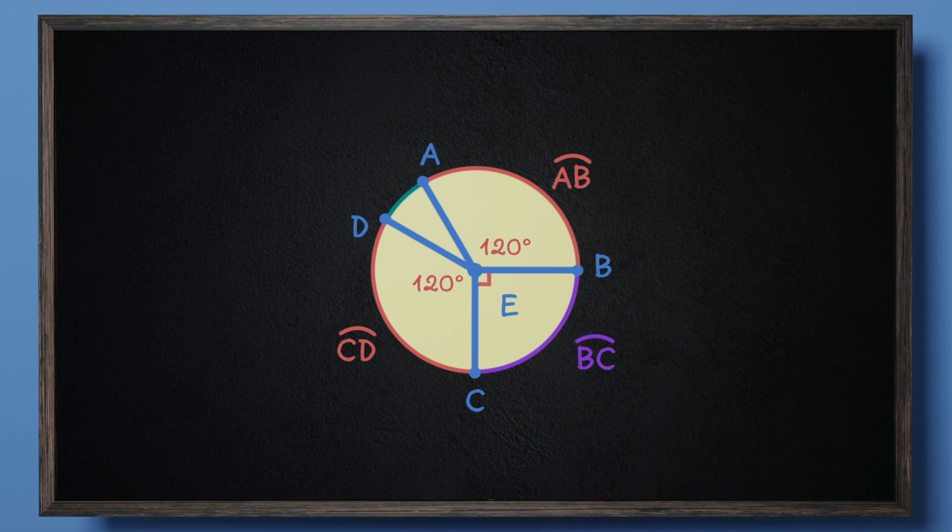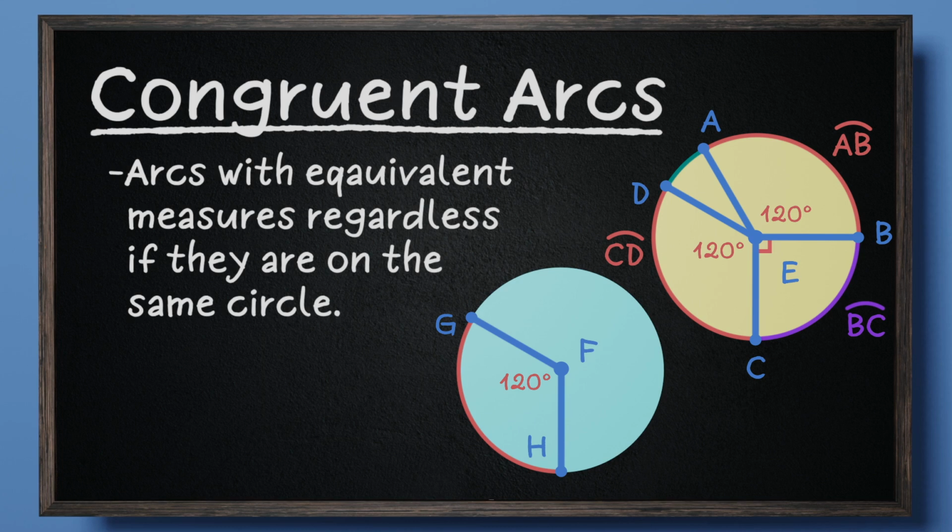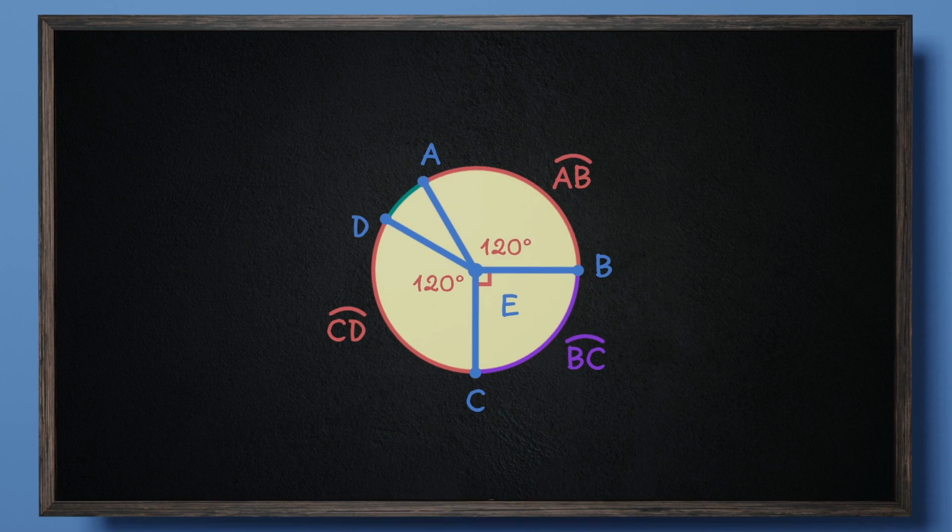You may notice that arcs AB and CD have the same angle measures. This means that these 2 arcs are congruent. Congruent arcs are arcs with equivalent measures, regardless if they are on the same circle. Arc GH of circle F is also congruent with arcs AB and CD, since arc GH also measures 120 degrees, despite not being located on the same circle.